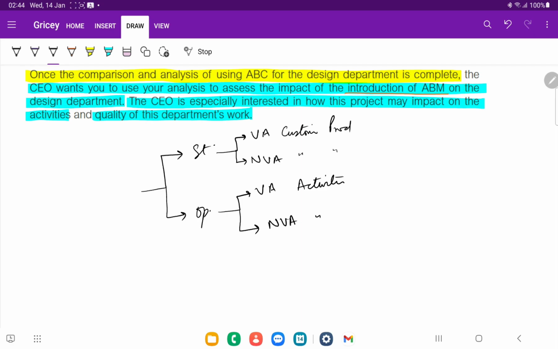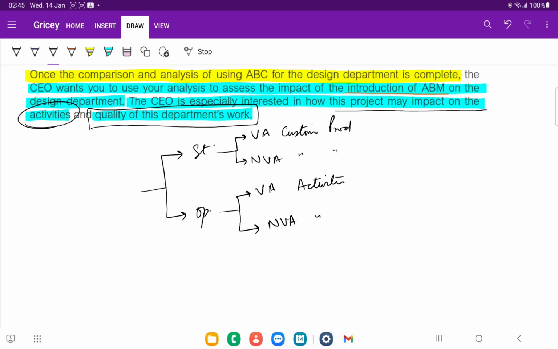So here the question is asking you, the CEO is especially interested in how this project may impact on the activities, like what kind of activities we should continue, what kind of activities we can discontinue, where we can save costs, what are essential, what are non-essential. So the CEO is interested in identifying all these things and the quality of this department's work, how ABM can be used to improve the quality of this particular department, right? So that's basically what the examiner is actually interested in.